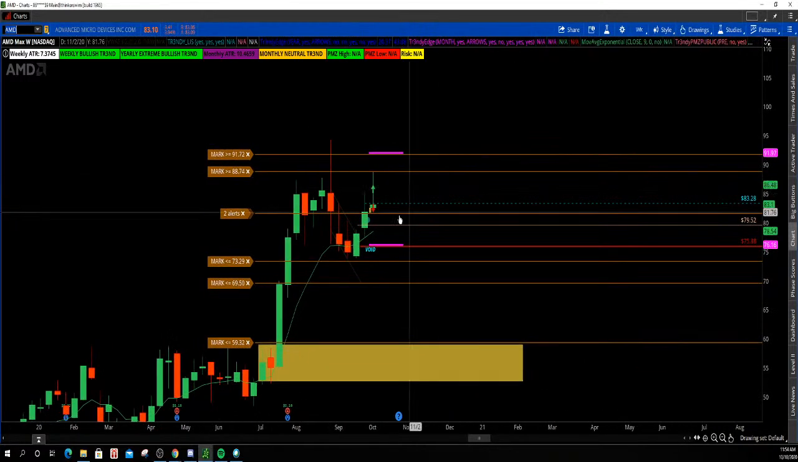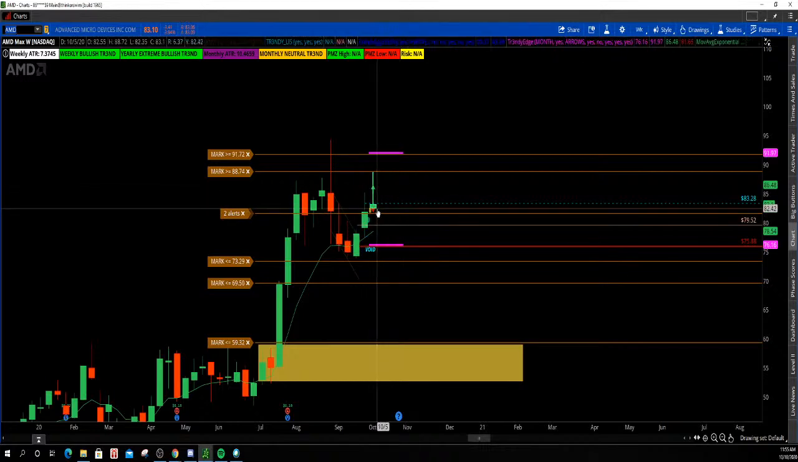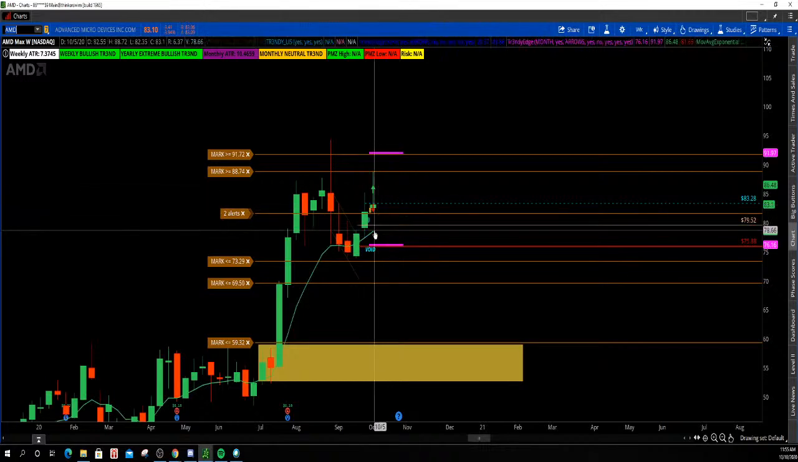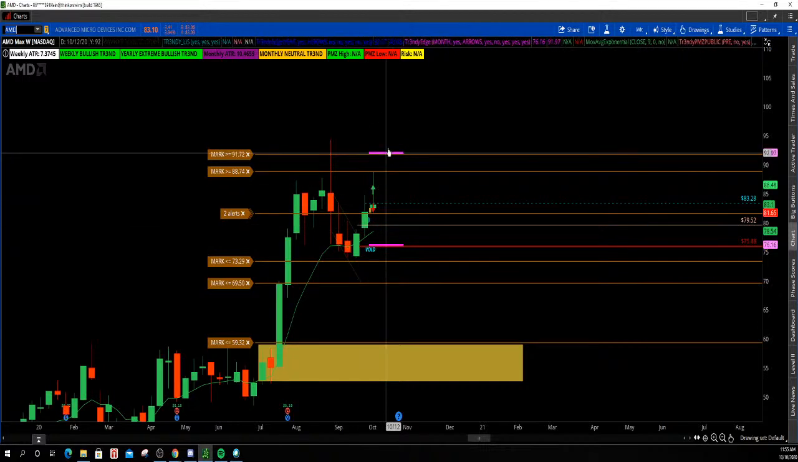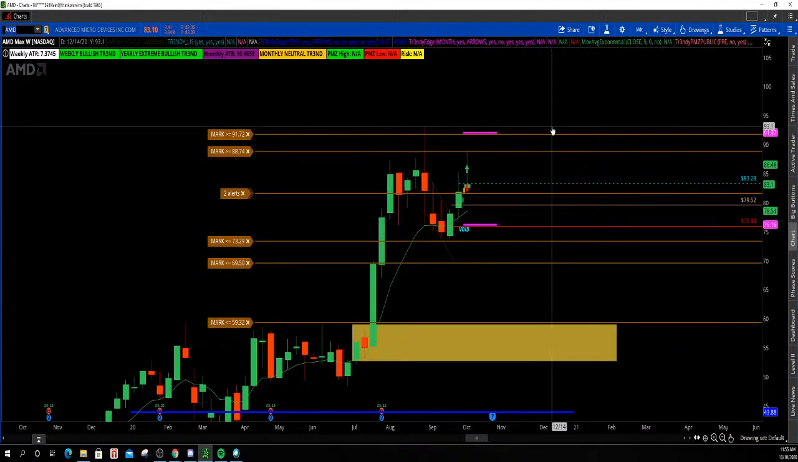Okay. So I still like the setup here. We're still holding the green and the red arrow. The bigger risk is maybe down here at the 9 EMA around 78. But again, I'm still looking for the move into the pink line around 91. And if we break out above that 94, I'm looking at 95 by 100.